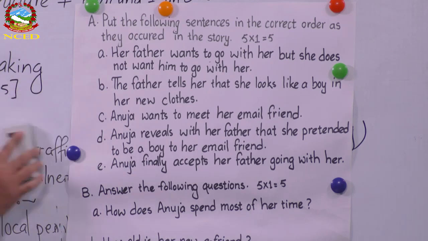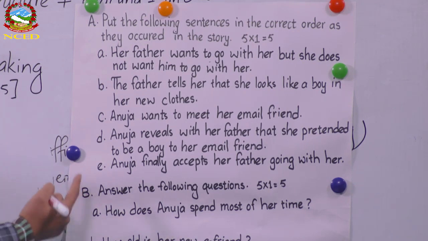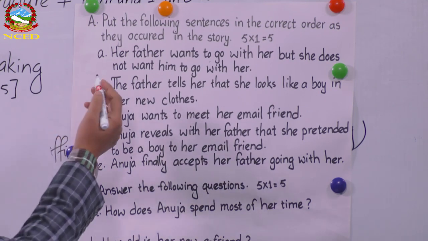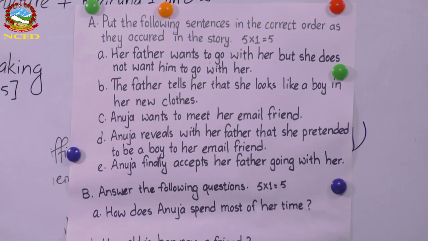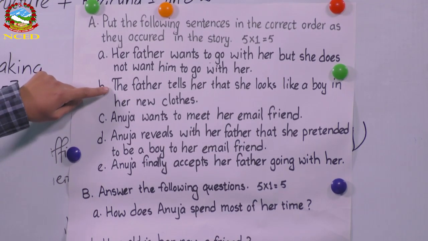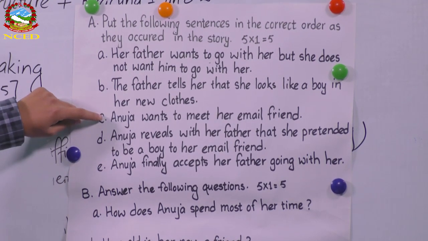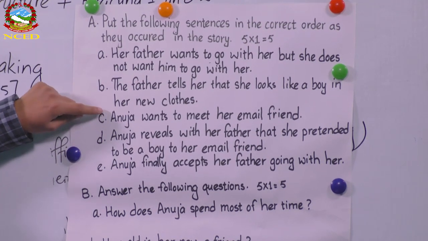Some students, if they don't have proper ideas, what they do is, just like, which sentence comes first here? Her father wants to go with her, but she does not want him to go with her. This is not the first one. The father tells her that she looks like a boy. No. Anuja wants to meet her email friend. Yes, this is the first sentence, right? So in the story, we can find out Anuja wants to meet her email friend. This is the first sentence.